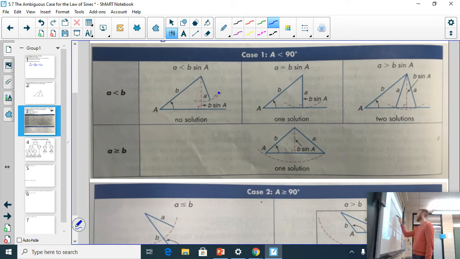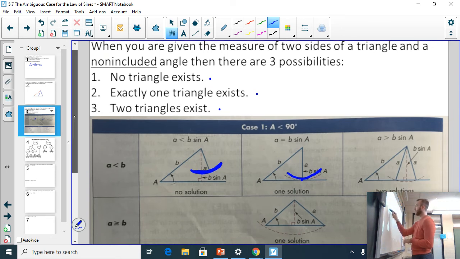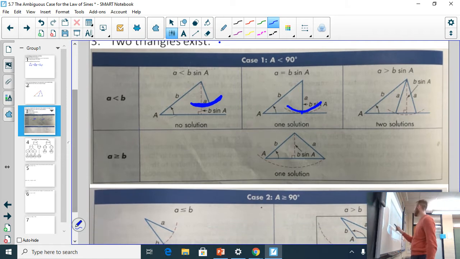In that case, this side isn't ever going to be able to hit this ground, so we have no solution. And then if a equals b sine A, then it's only going to hit exactly. But if we were to lift this up at all, swing it in any direction, we wouldn't be connecting anymore. So that's why it's only one solution. And then if a is greater than b times the sine of A, then there are going to be two possible triangles, just like we looked at here. So those are three options there. That one takes a little bit of deciphering. But then here, if a is greater than or equal to b, then it's automatically one solution.